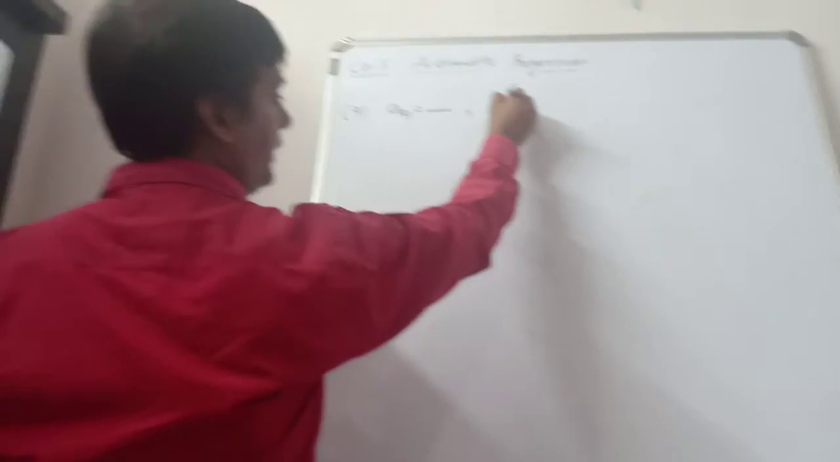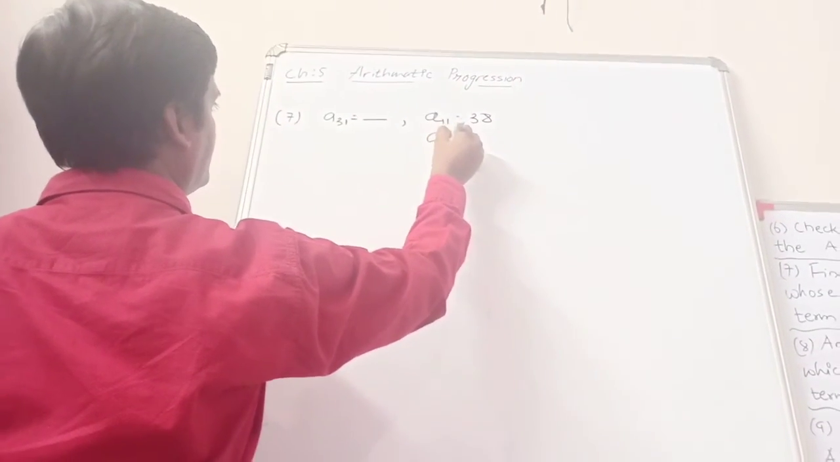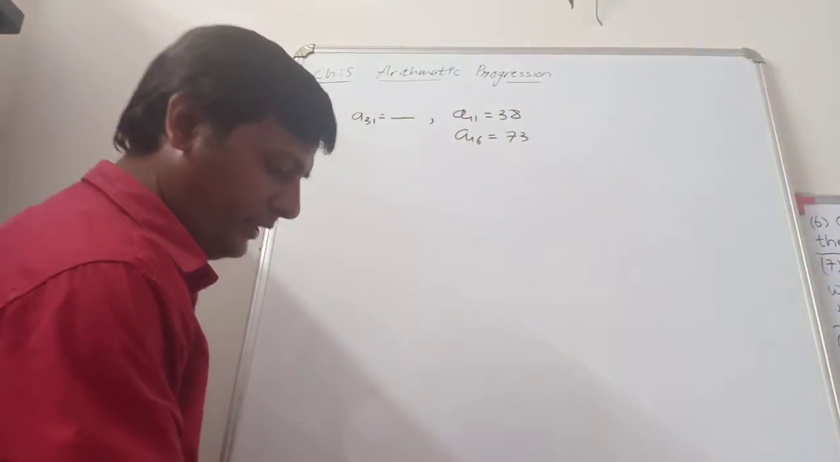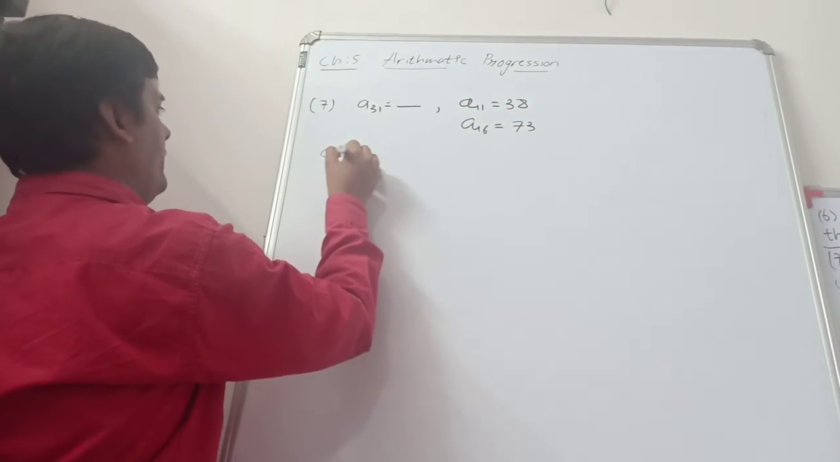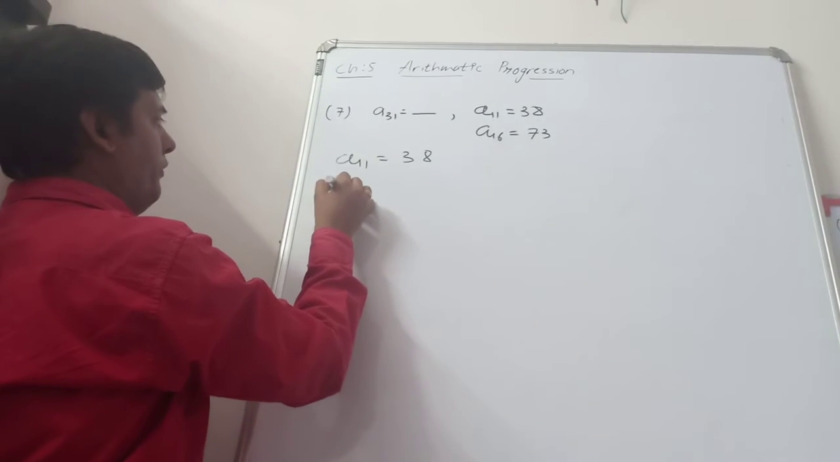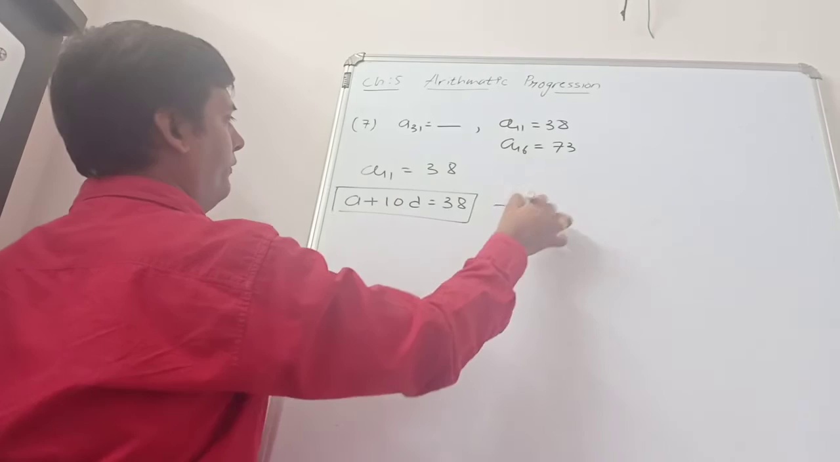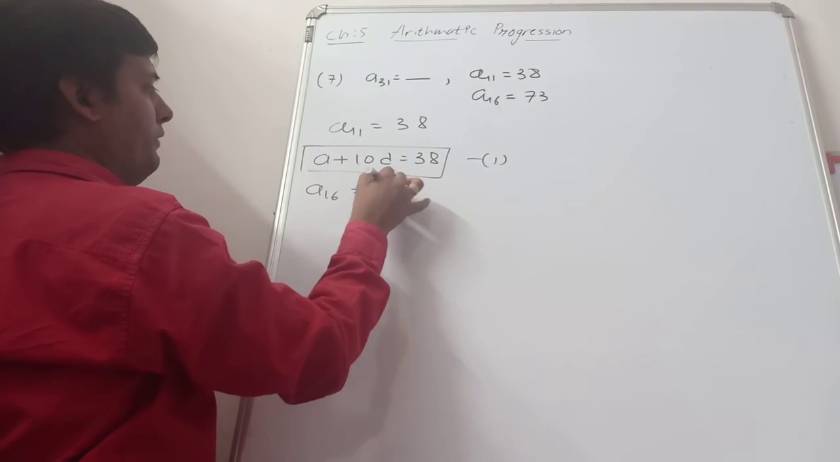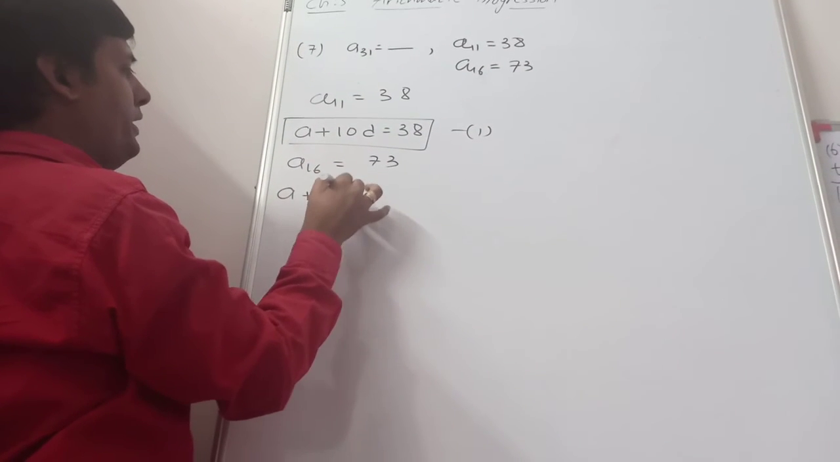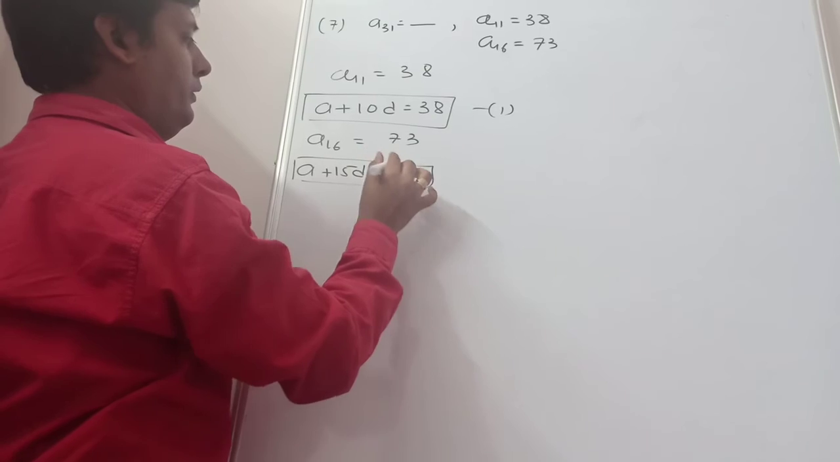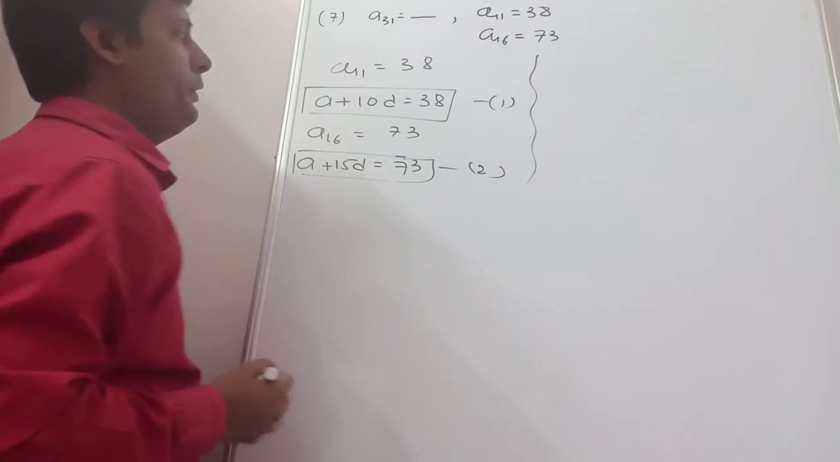Find the 31st term of the given AP whose 11th term is equal to 38. You want to find the 31st term, and A11 is equal to 38 and the 16th term is equal to 73. Clear? Now, A11 is equal to 38, so the formula: A plus 10D is equal to 38, equation number 1. A16 is equal to 73, so A plus 15D is equal to 73, equation number 2. So now eliminate both of them.